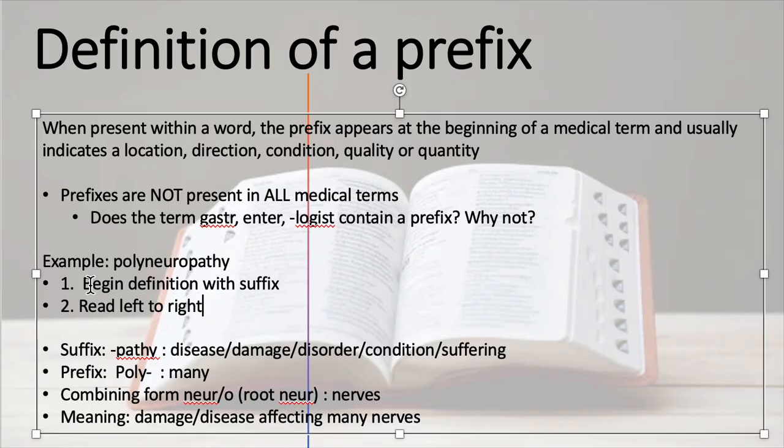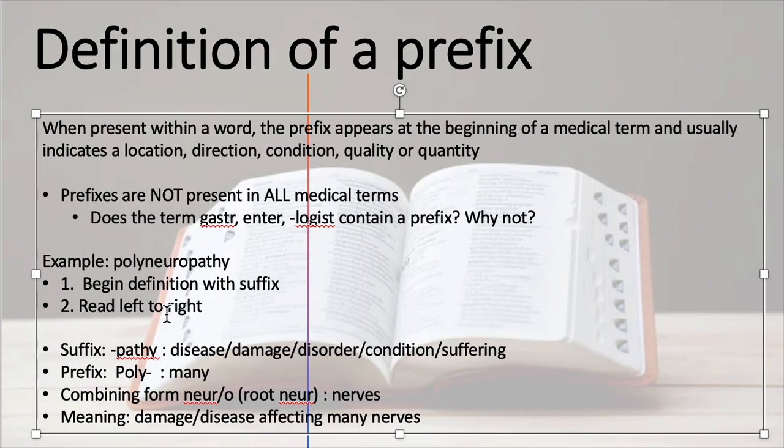So here's another example, polyneuropathy. Now, if we were to define these terms and provide the definition, if I were to ask you what is the meaning of this term, again, based on the rules that we discussed in week 1, when we provide the meaning of a term, we begin with the definition of the suffix. So we start by indicating the suffix and what it means, and then we go to the start of the term. And we read left to right. So step 1, the suffix pathy, see how it's written with that hyphen there. Pathy means disease, damage, disorder, condition, even suffering.